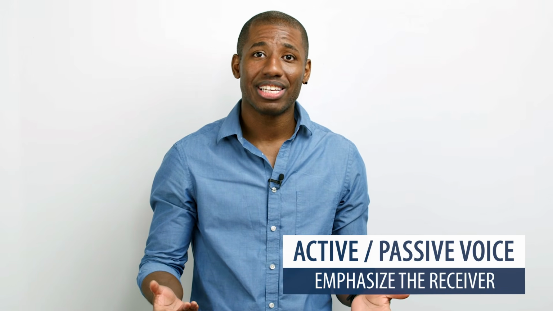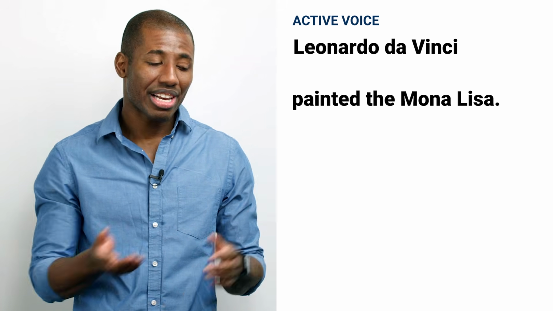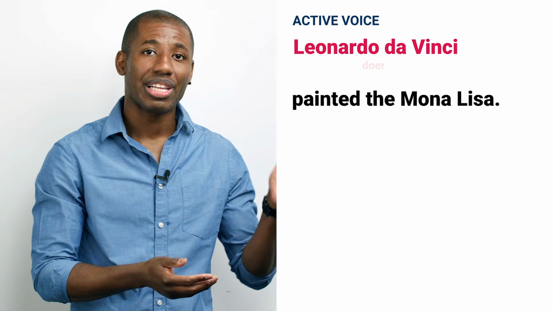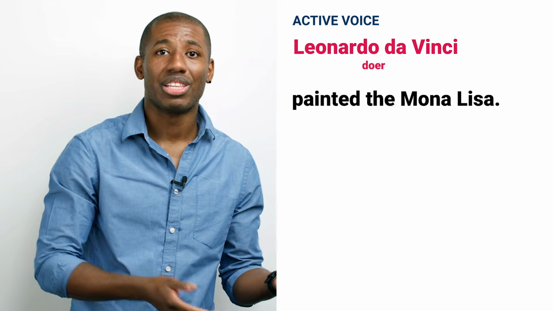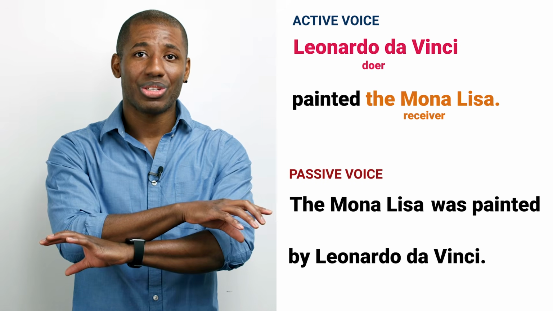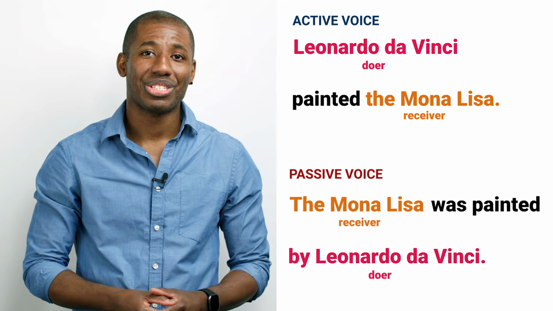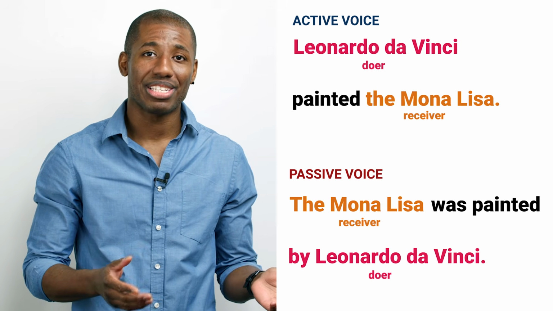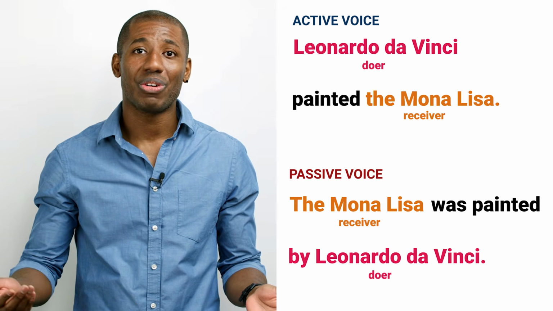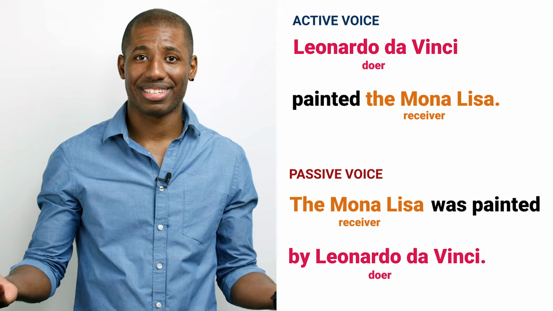One of the main reasons why we use passive voice is because we want to emphasize the receiver instead of the doer. For example, Leonardo da Vinci painted the Mona Lisa. In this sentence, which is an active voice, Leonardo is our focus, the painter. The Mona Lisa, the painting, is the receiver. We want to switch them to where now the receiver is in the beginning of the sentence and the doer is at the end. So now our sentence is, the Mona Lisa was painted by Leonardo da Vinci. Our focus is now on the receiver, the Mona Lisa, rather than the painter, Leonardo da Vinci.